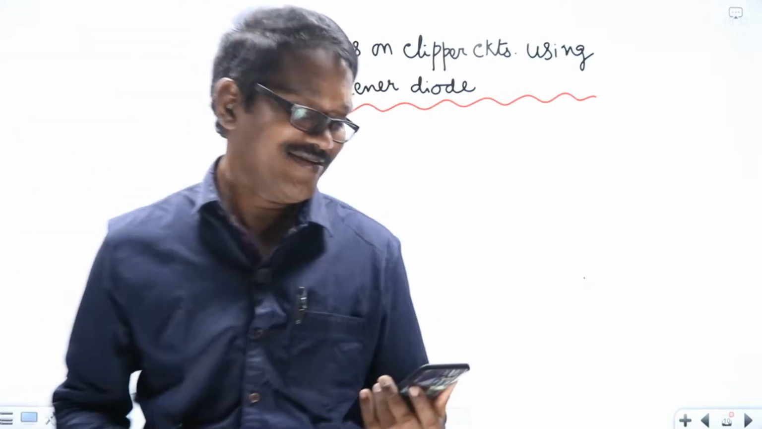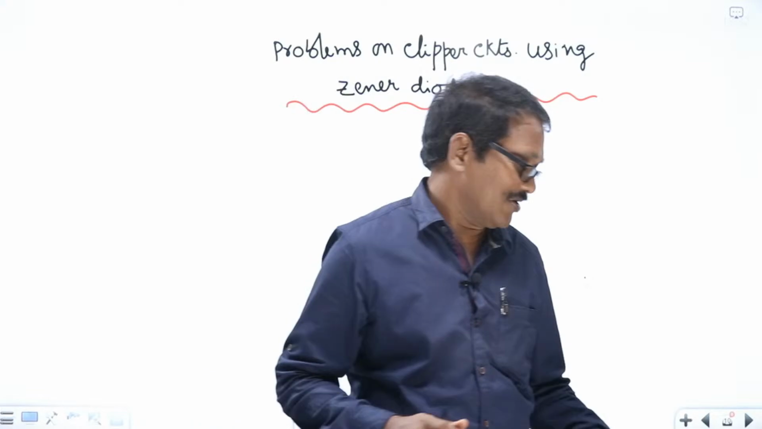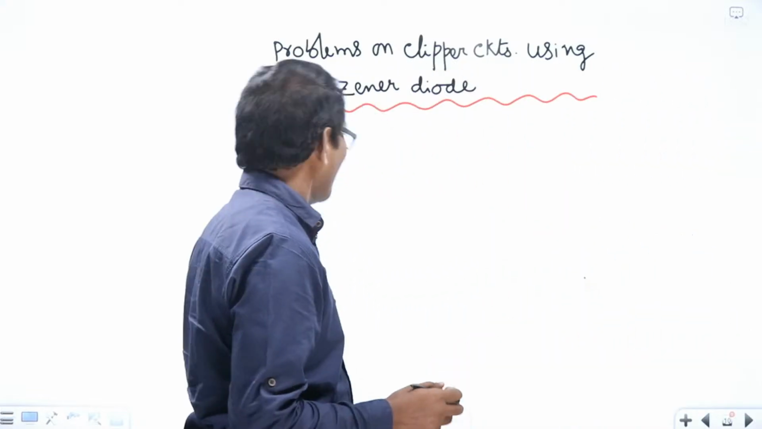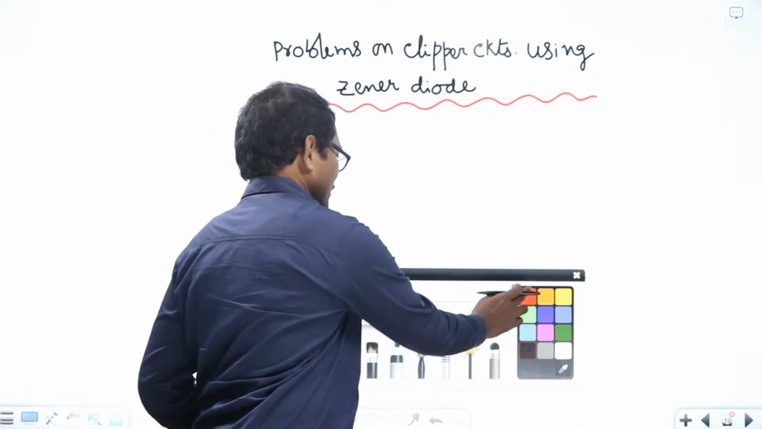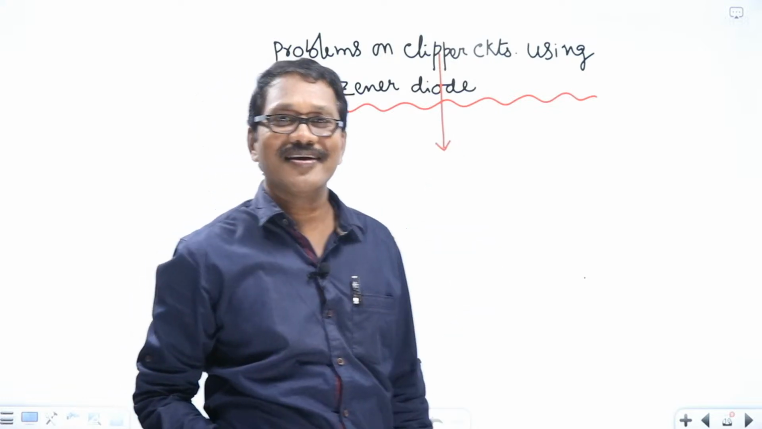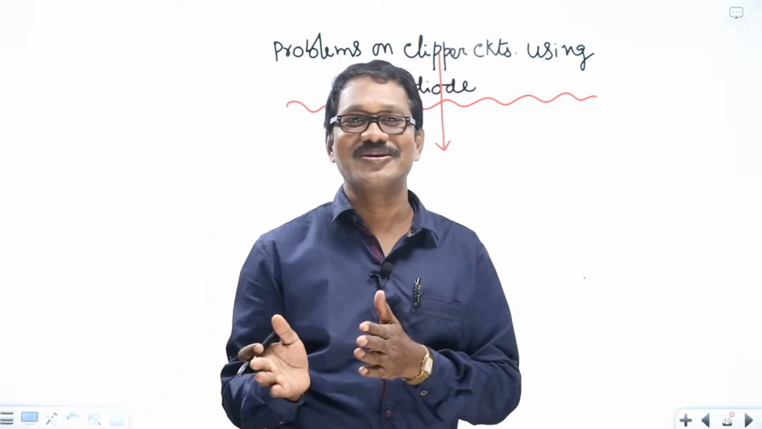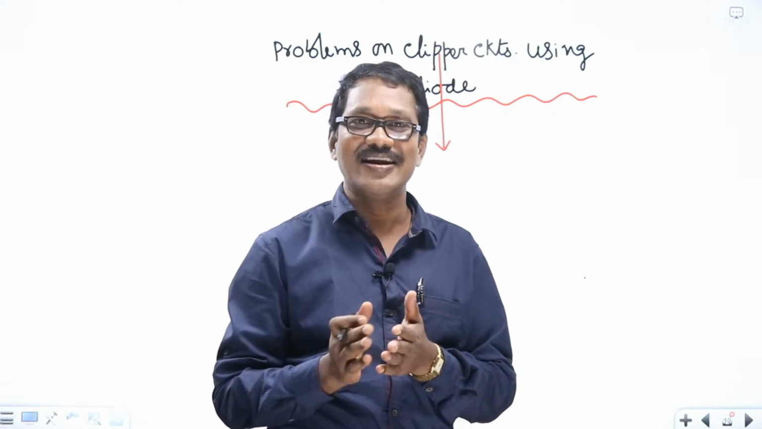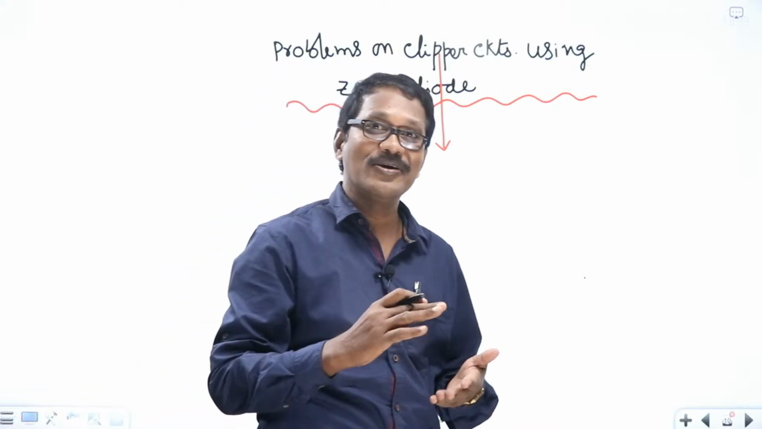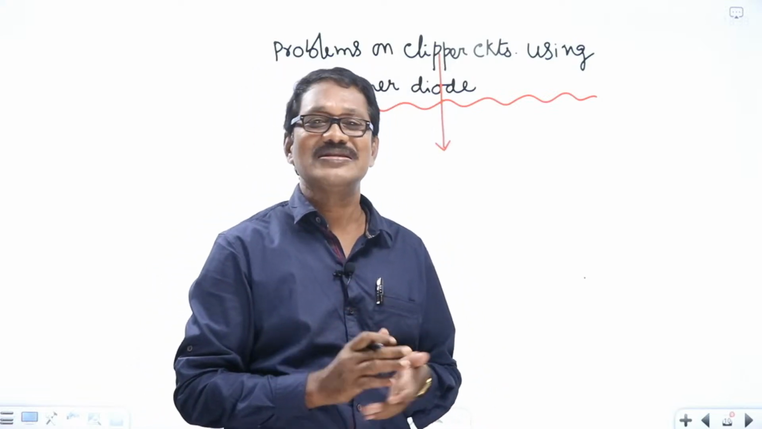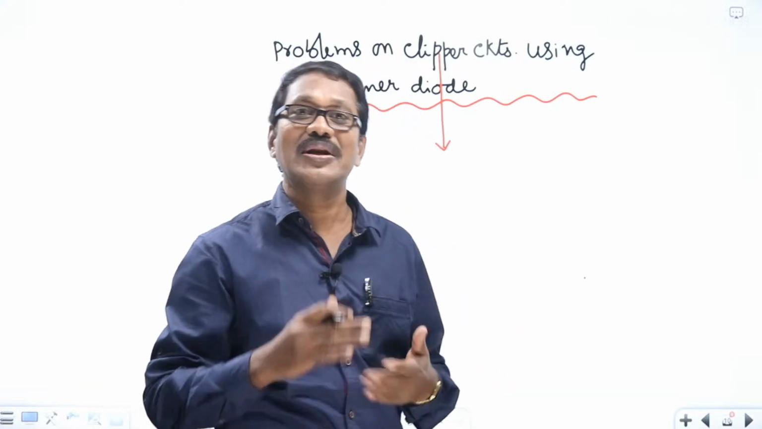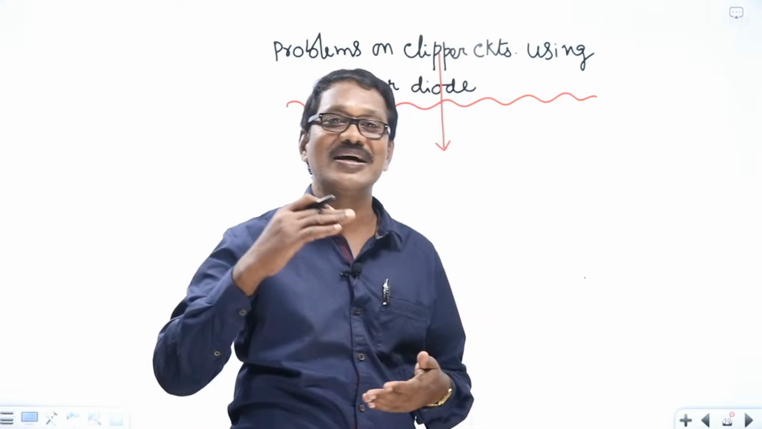Okay. So in this session we are going to discuss the clipper circuits using Zener diode, right? So what is a clipper? A clipper is basically a transmission circuit that transmits the signal above a reference voltage, below a reference voltage, or between two reference voltages. It is a non-linear wave shaping network, used to limit the amplitude of the signal to the desired level.